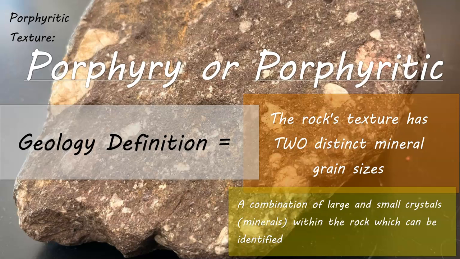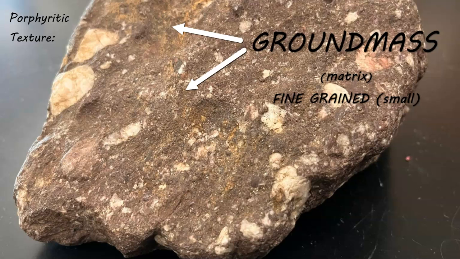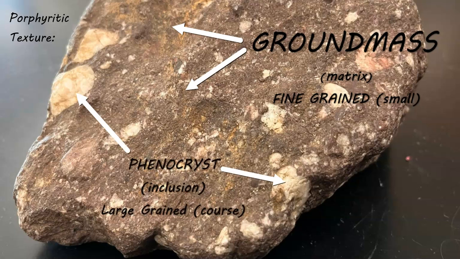So of the two different phases or grain sizes, the smaller, more consistent, finer grained part of the igneous rock is called the groundmass or the matrix. And then the larger, more visible, more apparent crystal growth, the larger minerals you can see within the igneous rock, like in this picture, the quartz and the feldspars, are called the phenocrysts.